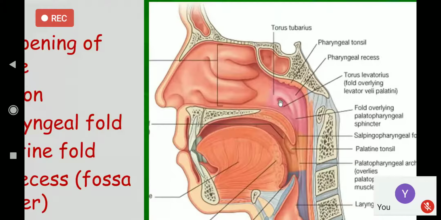Now just above the pharyngeal opening of the auditory tube, can you see another elevation? This is known as the tubal elevation, the tubal tonsil. Number 2.